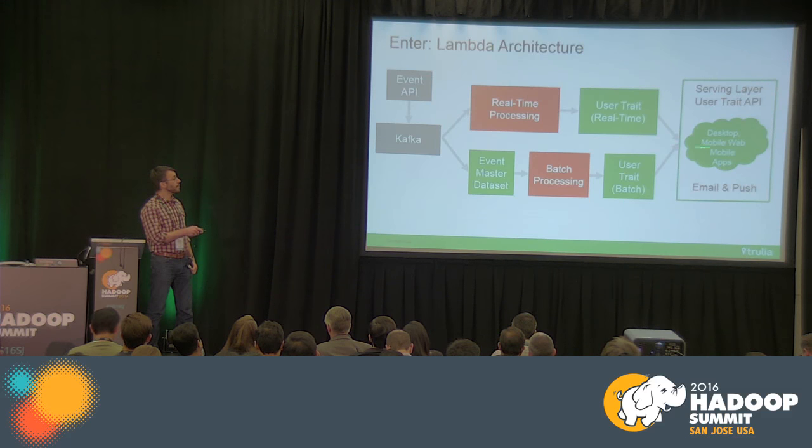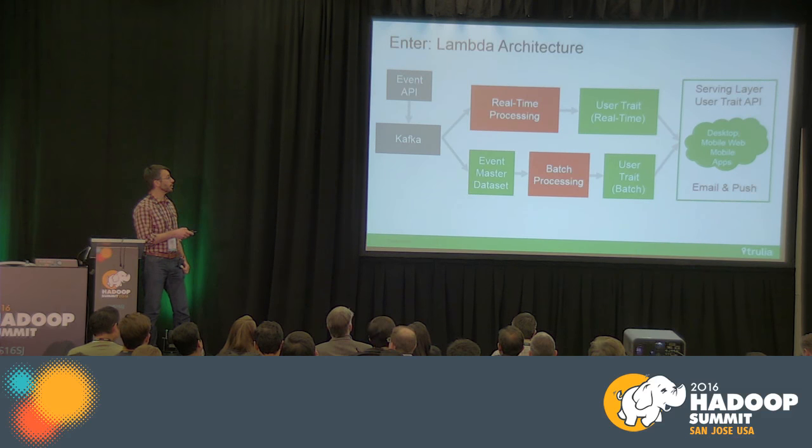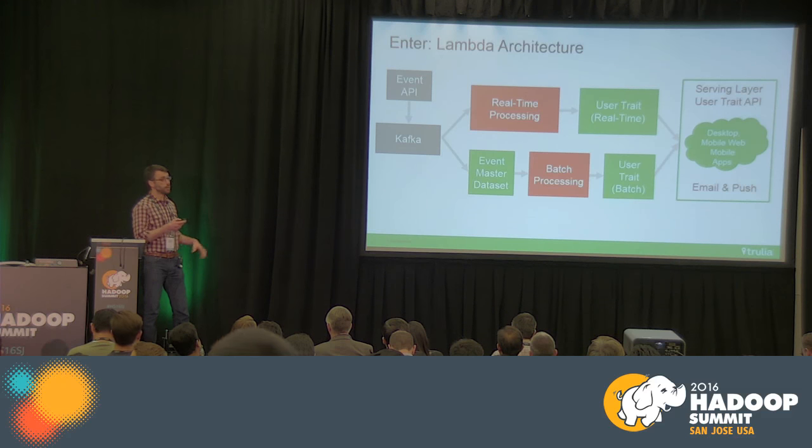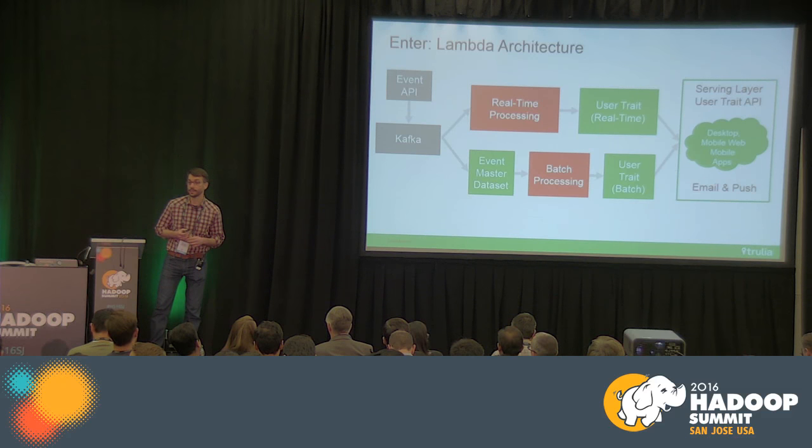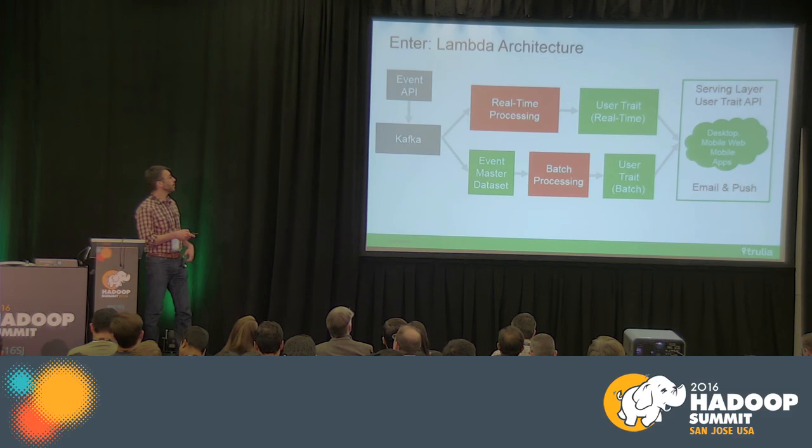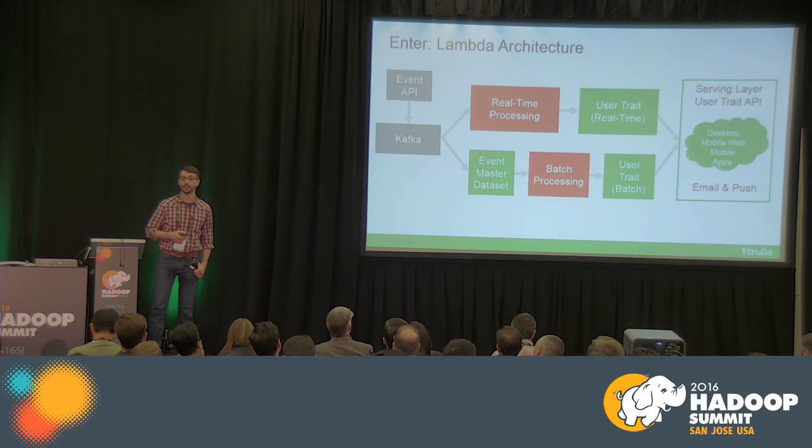And we do that through another RESTful web service, which we call the user trait API. So what the user trait API does is it looks up the user trait on HBase, looks to see if we have anything for that user in the real-time layer, and then merges the two and serves it to our clients. So we call this combination of batch process plus a Storm topology an epoch in our lingo.